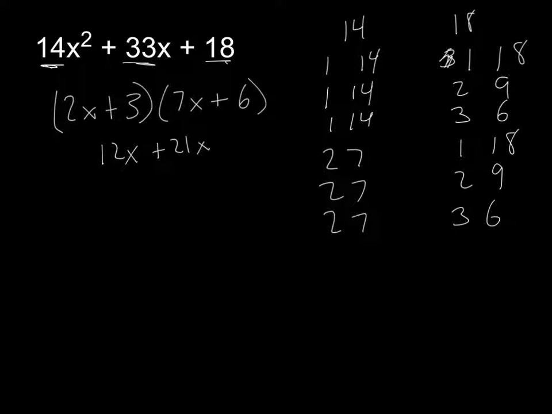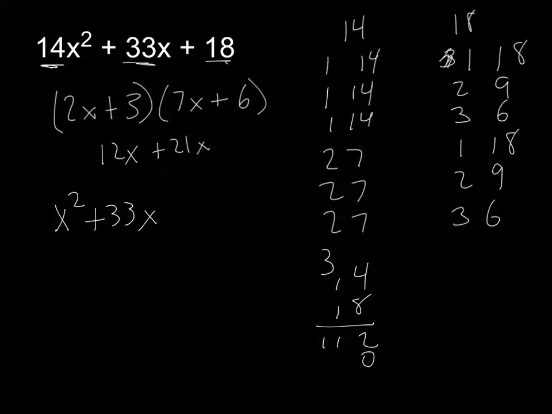Now, if you were to try and do the AC method with this, this is one where the AC method would be kind of messy. Because you would have x squared plus 33x, and then you'd have to do 14 times 18. That would give you 252. So I'd be looking for the factors of 252 that add to give you 33. Not so easy. So sometimes that AC method just is not going to pay off.